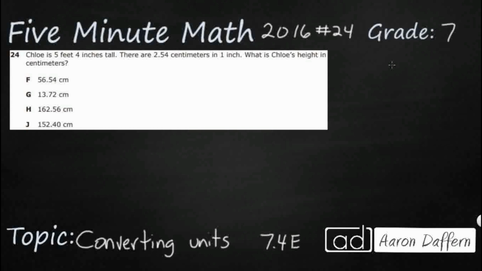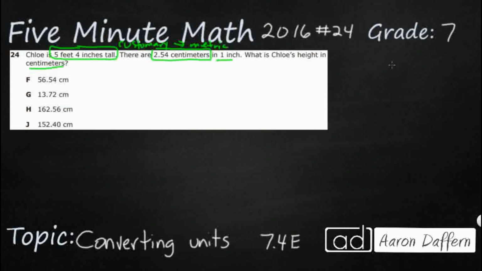So we've got Chloe here. She's 5 feet 4 inches tall. Inside each of those inches is 2.54 or 2 54/100 centimeters, and then we need to change her height into those centimeters. So we're converting units, but instead of within systems, we've got a customary set of units here, the feet and inches, and we need to switch that into our metric. So that's something new we do in 7th grade.